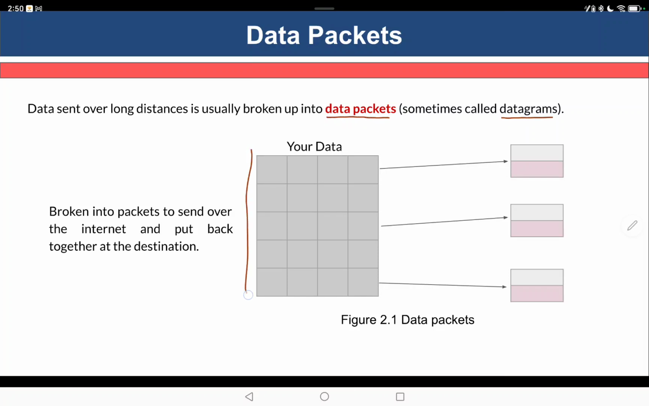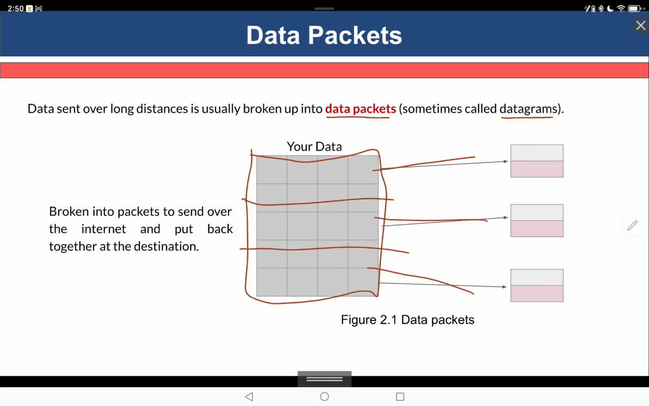For example, imagine this is the data you are sending. So these data will be broken down into smaller parts, and each part is called a data packet. Each part will be sent separately to its destination, and when it gets to the destination, these data will be put back together. So that is data packet.